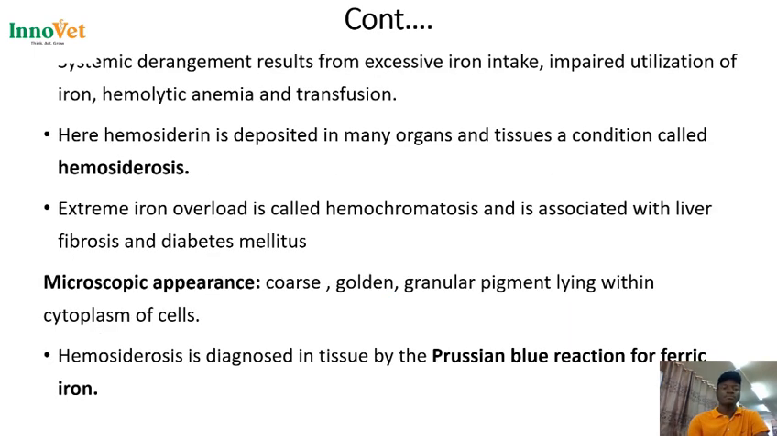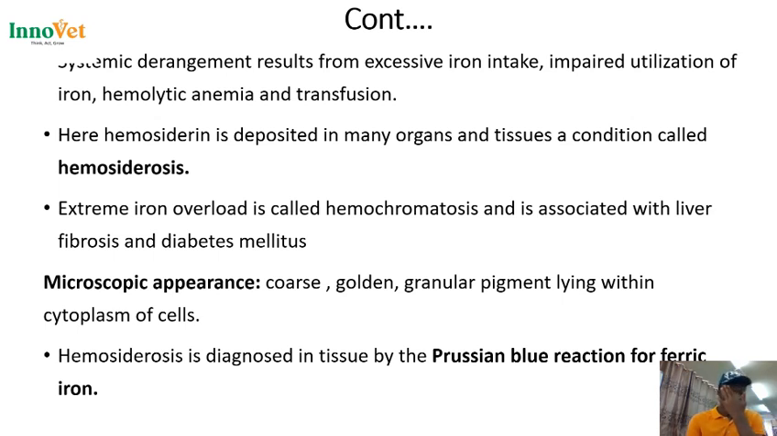So when you have a scar, that color that you see sometimes being brownish shows hemosiderin. Then the other one is the systemic derangement, which results from the excessive consumption of iron and also due to the impaired utilization of iron, but it can also be due to hemolytic anemia and transfusion. So here, hemosiderin is deposited in many organs and tissues, a condition called hemosiderosis. But the extreme iron overload is called hemochromatosis and is associated usually with liver fibrosis, that is its swelling, and then diabetes mellitus. Basically, these ones shall be explained later on in the liver pathology as you follow us.